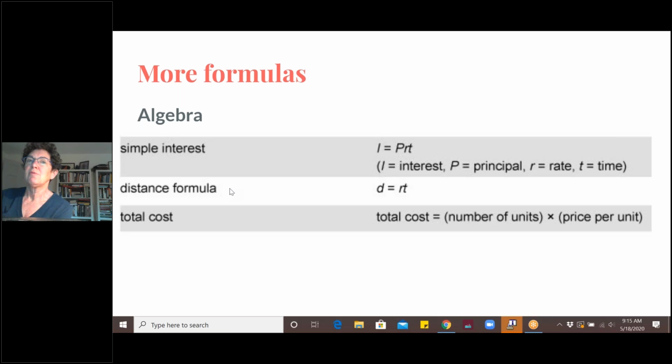And then finally, we're going to be talking about total cost. The total cost that you spend on something depends on the number of units and the price per unit, which is something that you don't even need a formula for. You do that in your head many times when you're in the grocery store. We're going to look at it in a little bit different way too. So let's go forward.